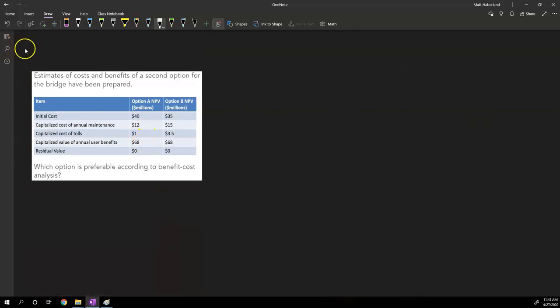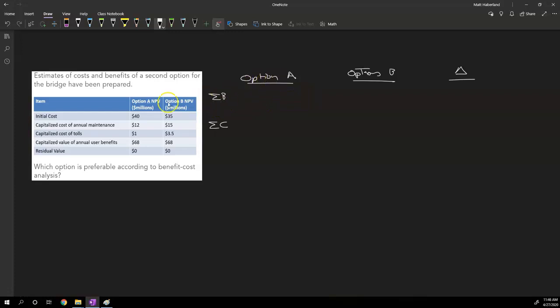Okay, so let's do option A, and we'll sum the benefits up. We'll sum the costs up as well, and we'll also do option B. And then we have to do a difference between the two. So a third option, a fictitious option, I'll call it delta. And it's going to be the difference between the two.